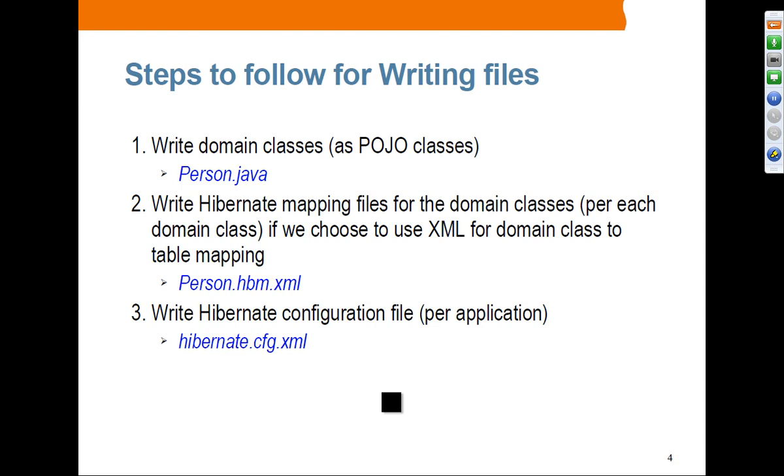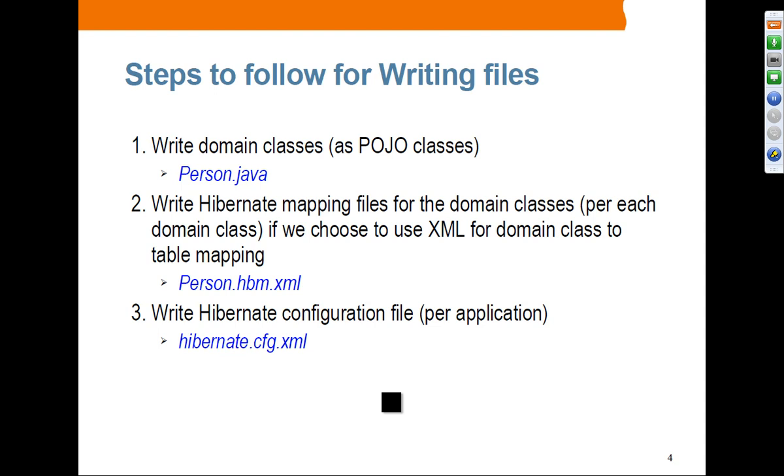And then we are going to create a Hibernate mapping file for the domain class. So it's supposed to be done for each domain class. Since we have a single domain class, Person, the only file that we have to write is the Person.hbm.xml file. This is the file in which you are going to map your domain class to a table. Okay, so what is the name of the table, and what is the name of the columns and things like that. And then you are going to write a Hibernate configuration file.